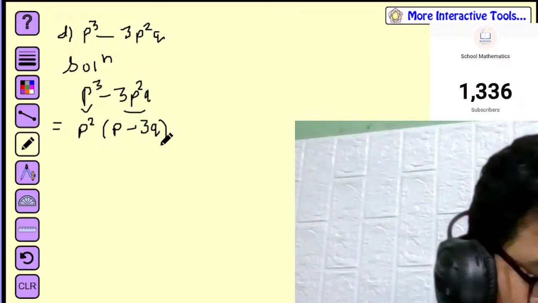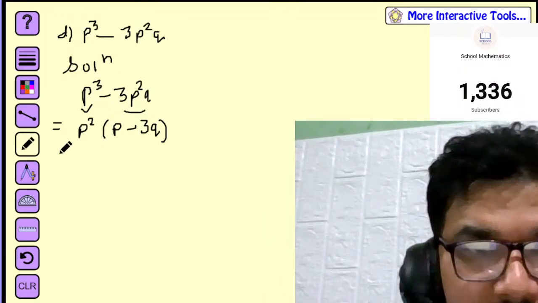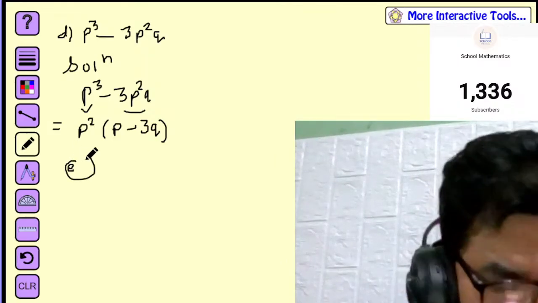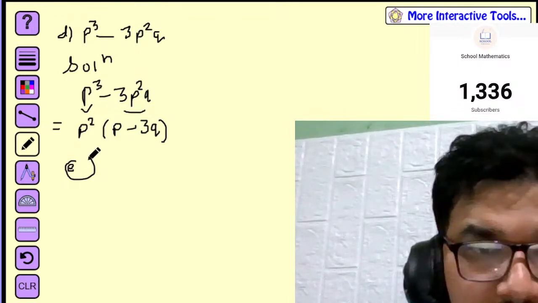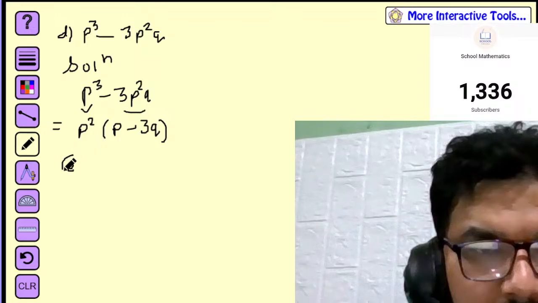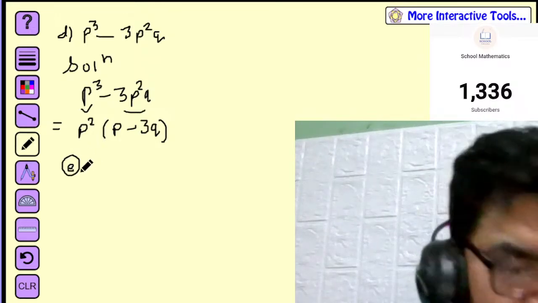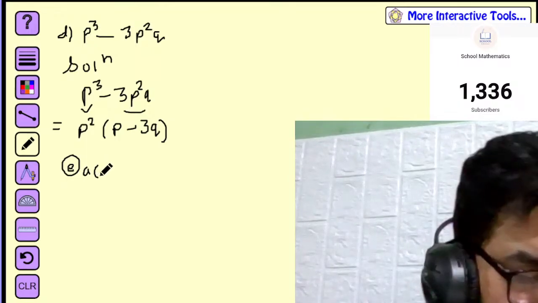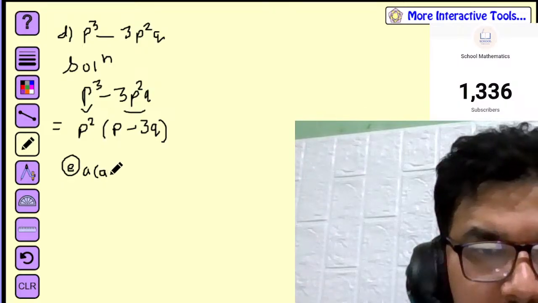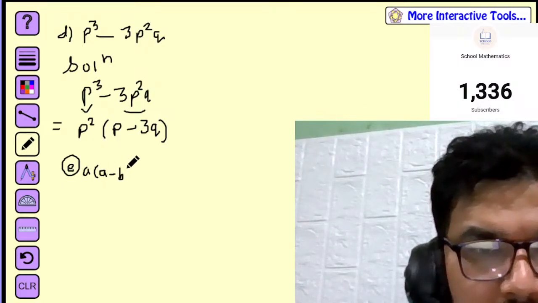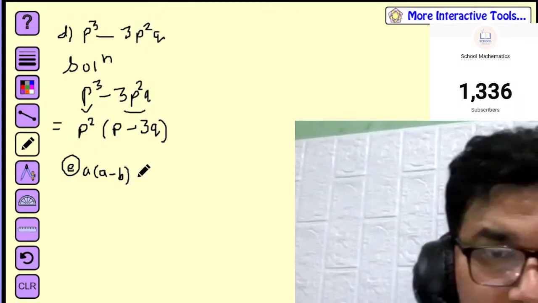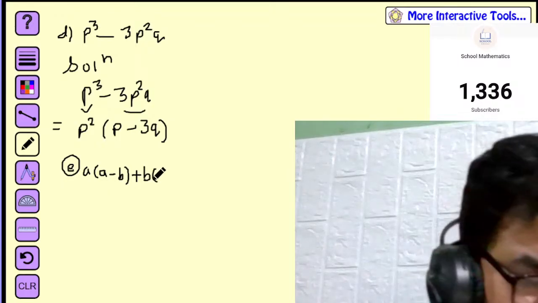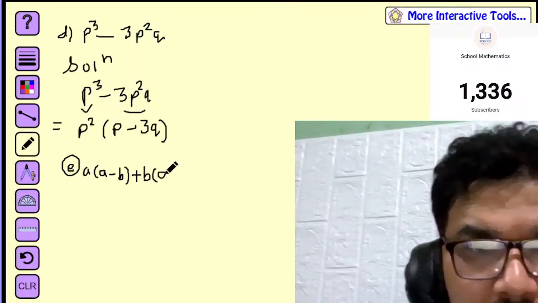Okay, now I am moving to the next type of question, that is E number. Look at children, in E number, suppose this is given like this. The question is given like this: a multiplied by a minus b, and the next one plus b also multiplied by a minus b.